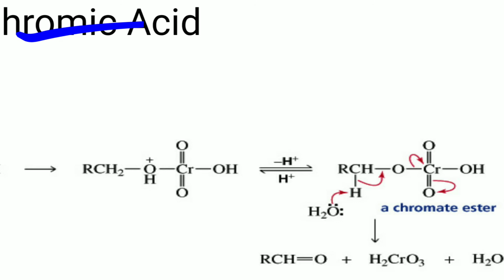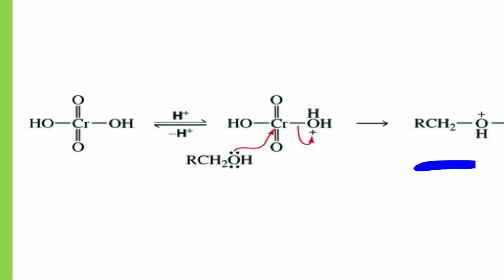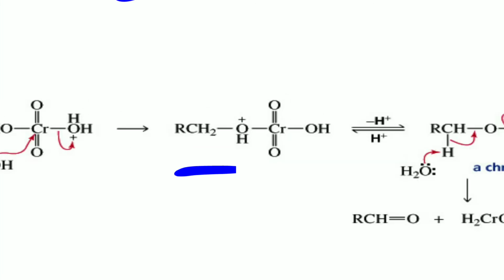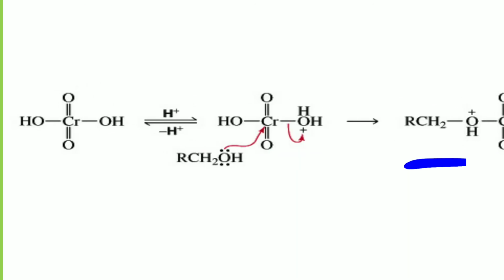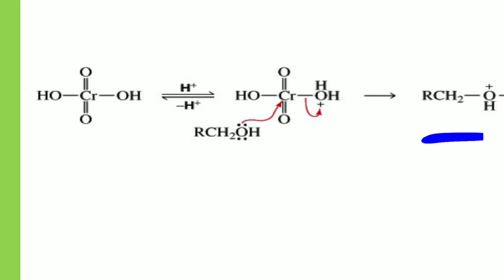Here, if we take the secondary alcohol, then we get the ketone compound, not the aldehyde. Okay, this is the simple mechanism of the conversion of a primary alcohol or a secondary alcohol into the aldehyde or the ketone, by using chromate as an oxidizing reagent.